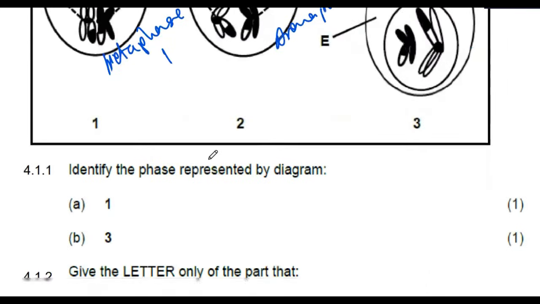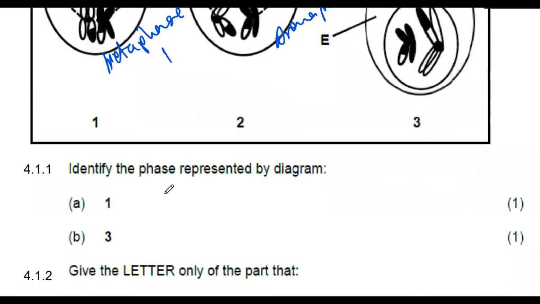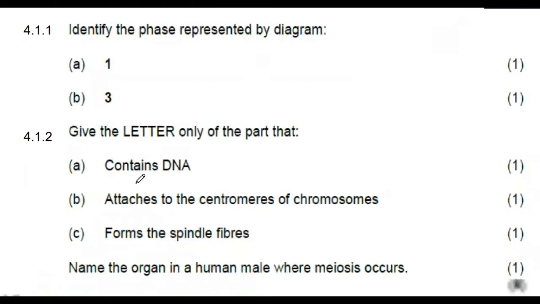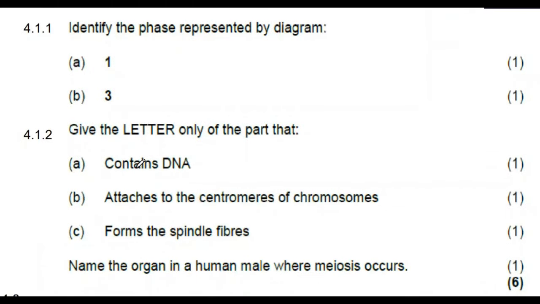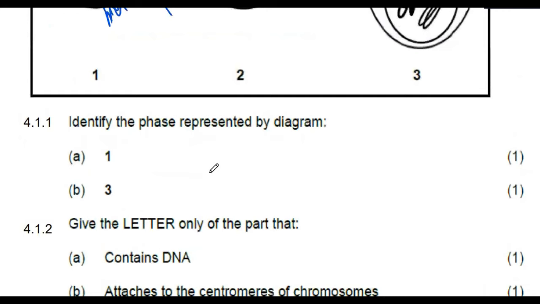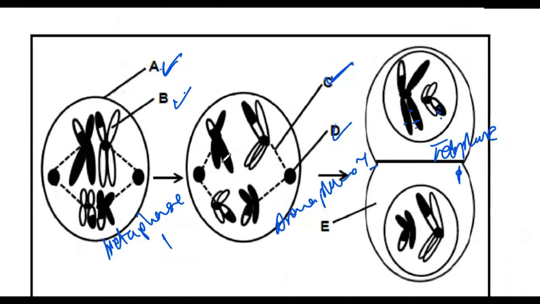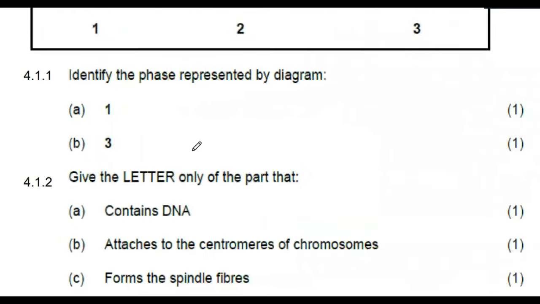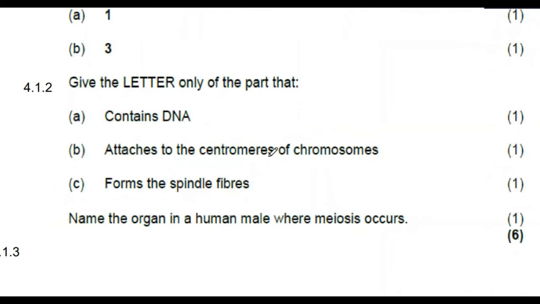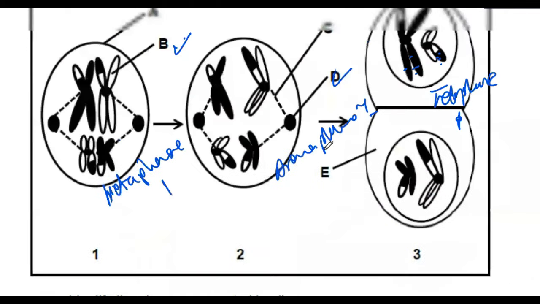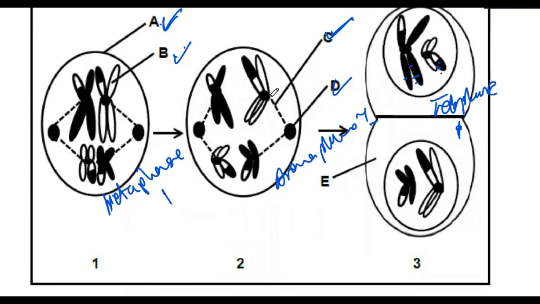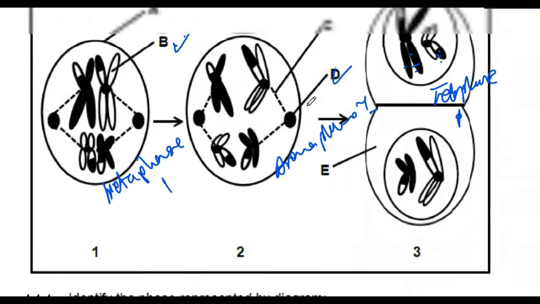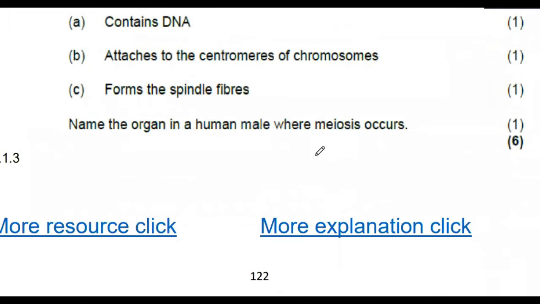So you see that once you name that, you are able to answer this question. What is phase 1? We have seen it is metaphase 1. What is 3? We have seen it is telophase 1. Then give the letter of only the part that contains DNA. It is B, because in this case they didn't mention any chromosome here. It's only B, which is the chromatid. The part that attaches the chromosomes is the centromere, which is C. Then the part that forms spindle fibers is the centriole. Where is the centriole mentioned? It is D. You see, we are able to answer these questions.